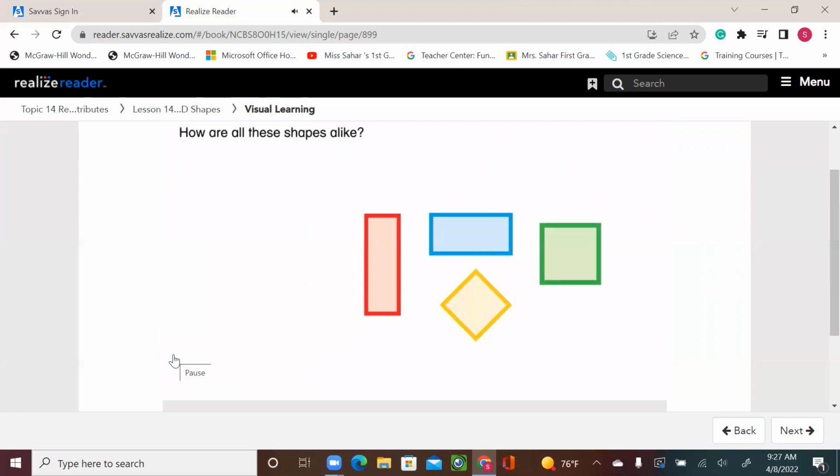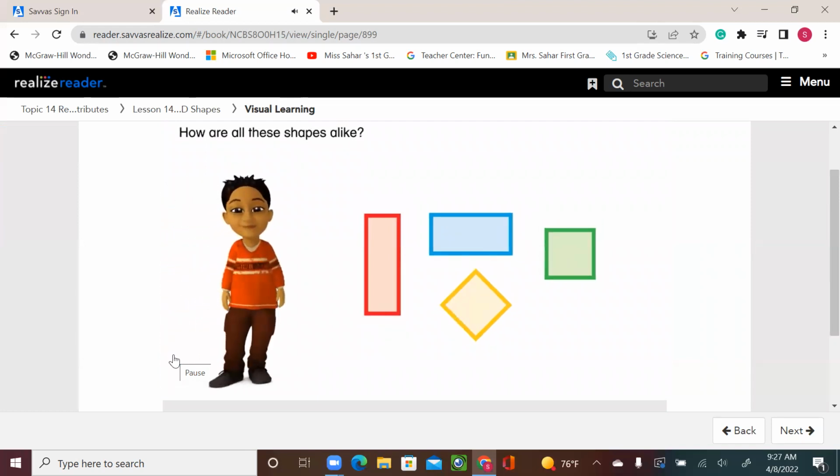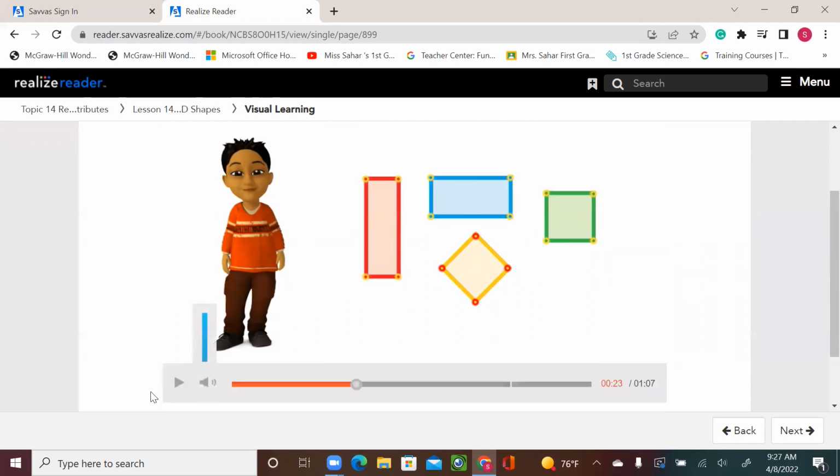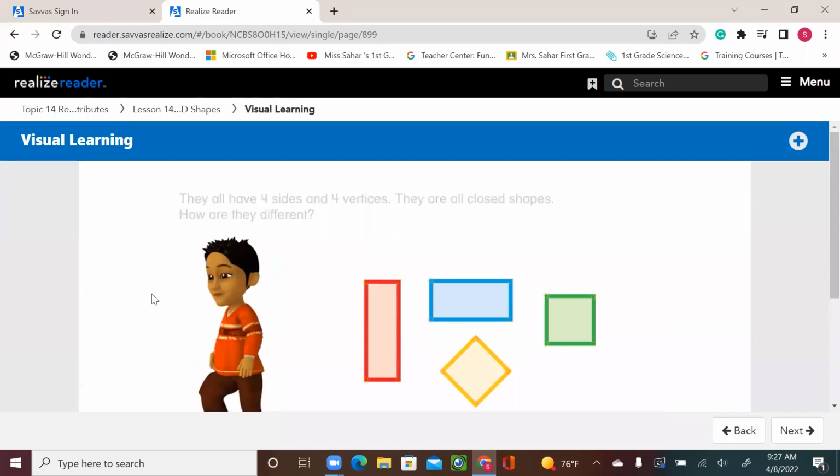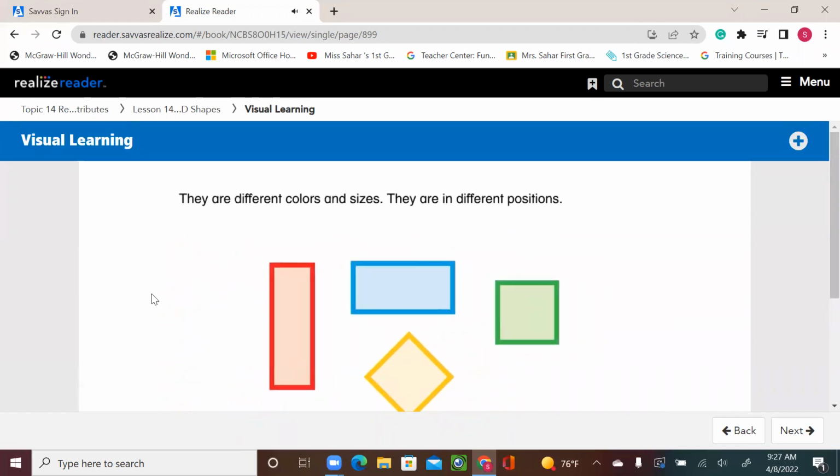How are all these shapes alike? They all have 4 sides and 4 vertices. They are all closed shapes. How are they different? We can say they are different in size. We can say the sides are different. Sizes are different, the straight sides. We can say also they're different in colors. They are different colors and sizes. They are in different positions.